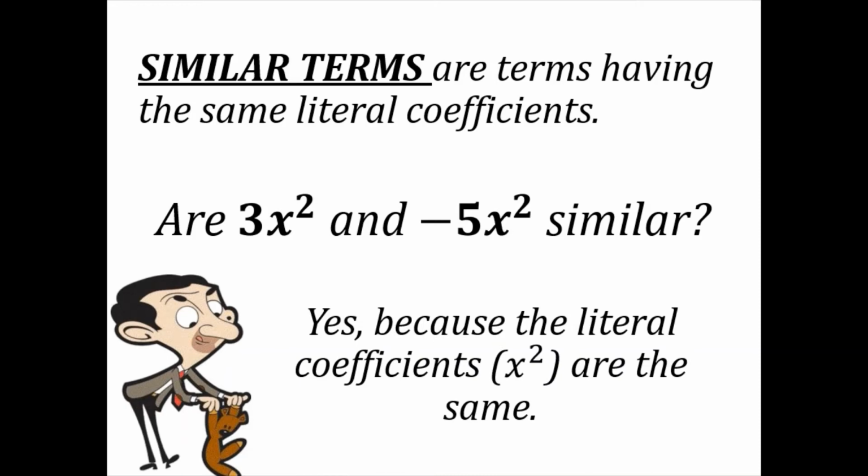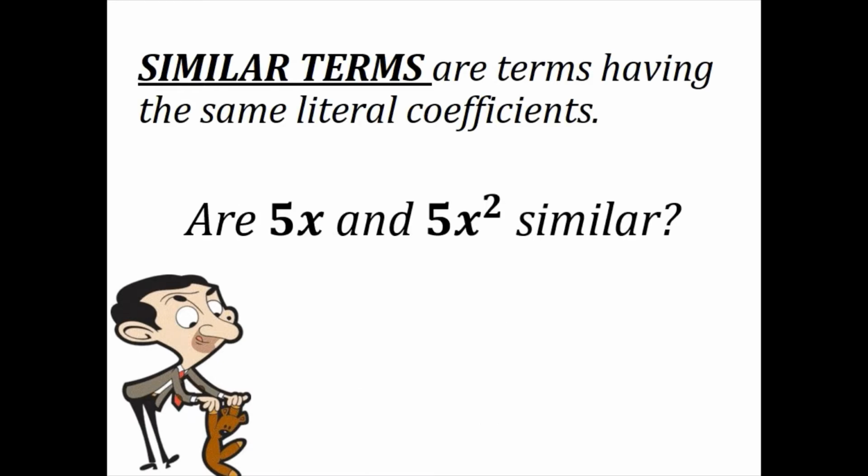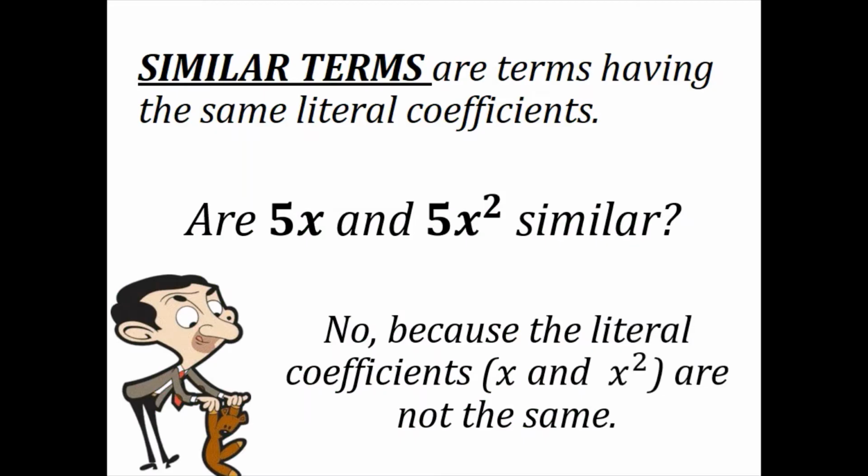Yes, because the literal coefficients are the same. Looking at the two terms, they have the literal coefficient x squared. Are 5x and 5x squared similar? No, they are not similar because the literal coefficients are not the same. The first literal coefficient is x and the other literal coefficient is x squared. The exponents are different, making them not similar.